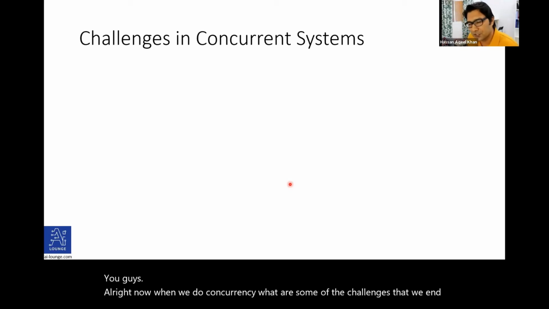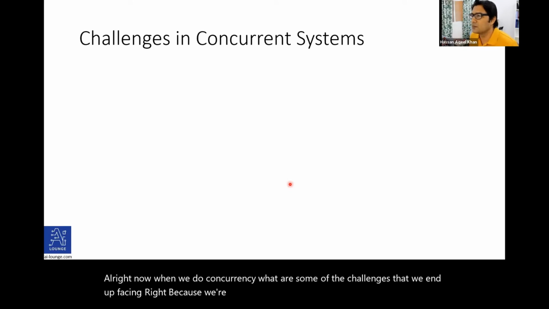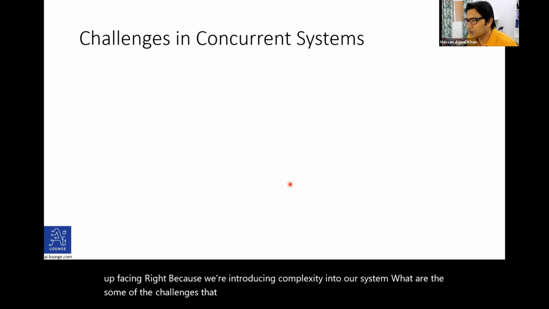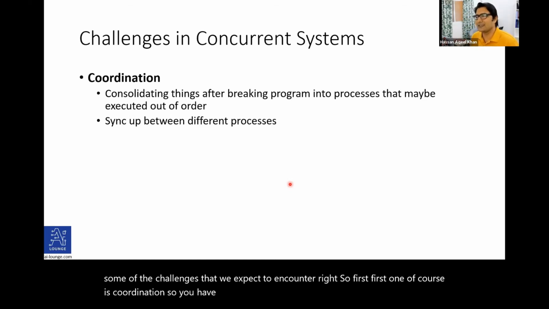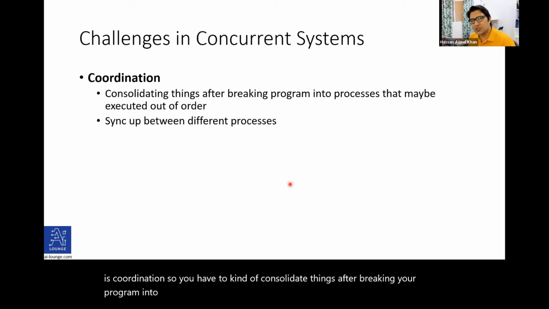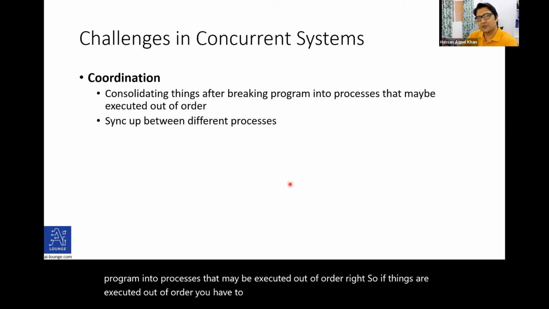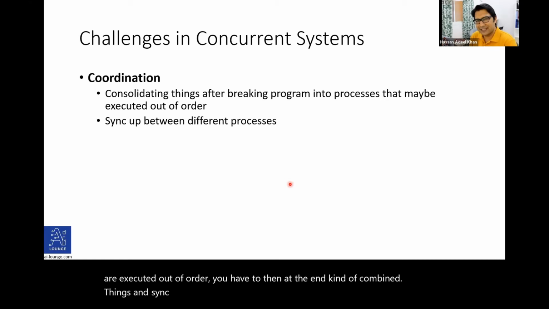All right, now, when we do concurrency, what are some of the challenges that we end up facing, right? Because we're introducing complexity into our system. What are some of the challenges that we expect to encounter? So the first one, of course, is coordination. You have to consolidate things after breaking your program into processes that may be executed out of order, right? If things are executed out of order, you have to then at the end combine things and sync them up with each other.